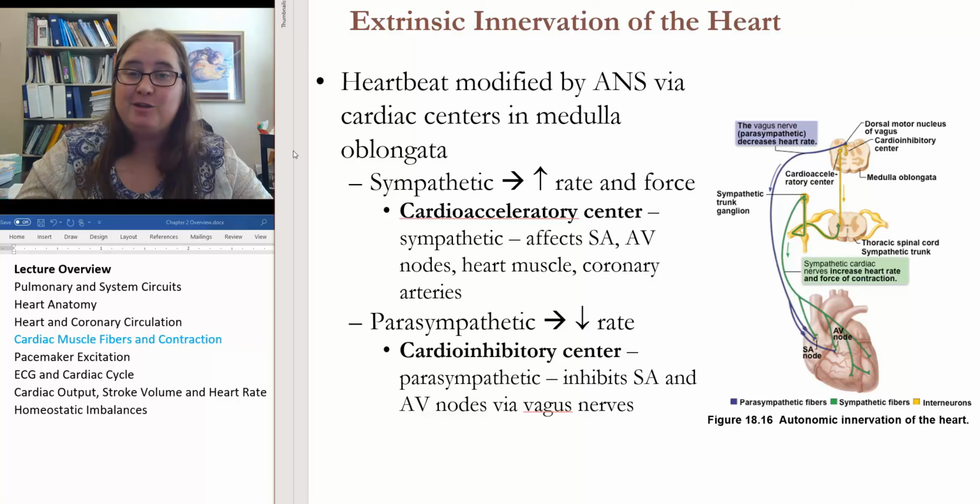Again, a lot of physiology. Make sure you guys go back and look over that.